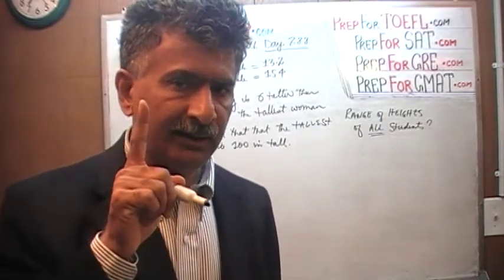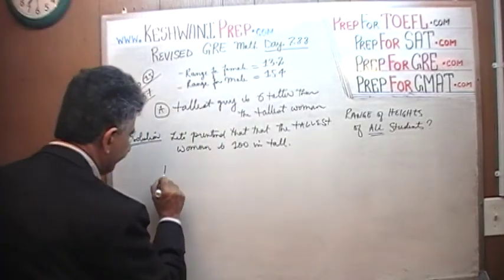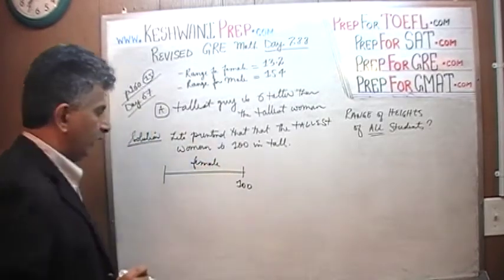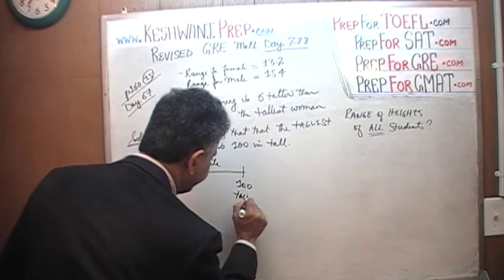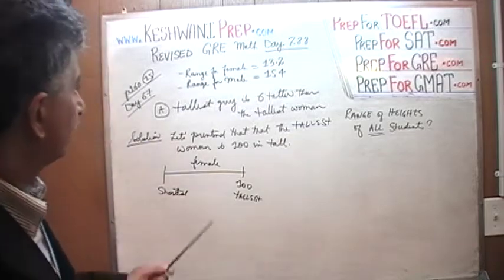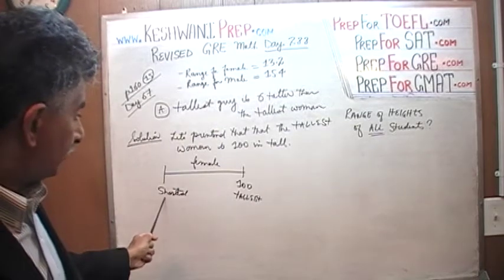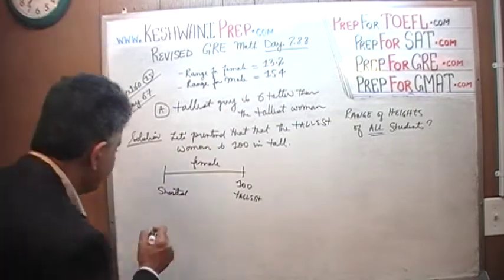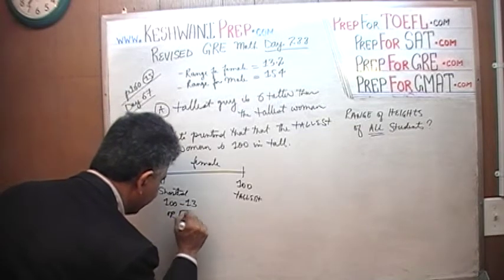Once we establish a reference point, then we can just tag on 6 inches for the guy. So here's our tallest woman. Our tallest woman is 100 inches. This is our female. If the tallest woman is 100 inches, this is the tallest one, then the shortest one is going to be how much? We are told that the range is 13 inches. The range for female is 13 inches, which means from the shortest to the tallest, the difference has to be 13 inches. The range for female is 13 inches, which means the shortest female is 100 minus 13 or 87. There you go, voila. We have the starting point here.